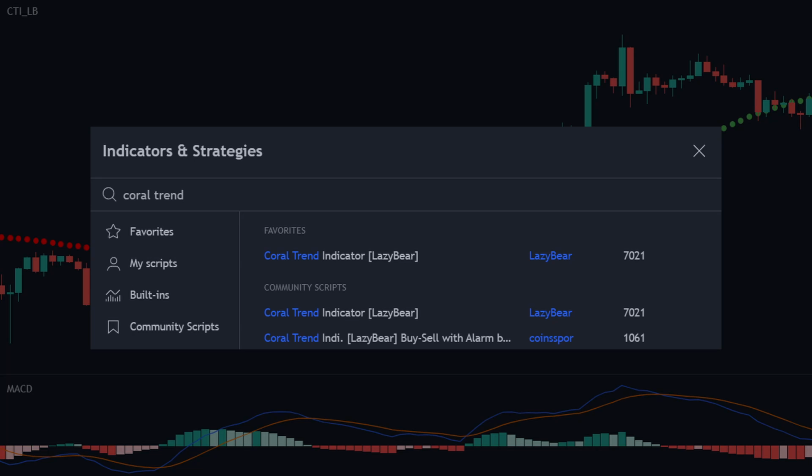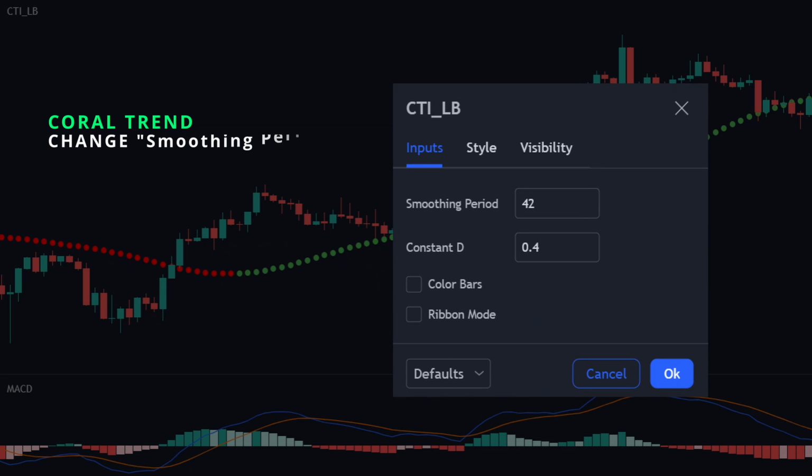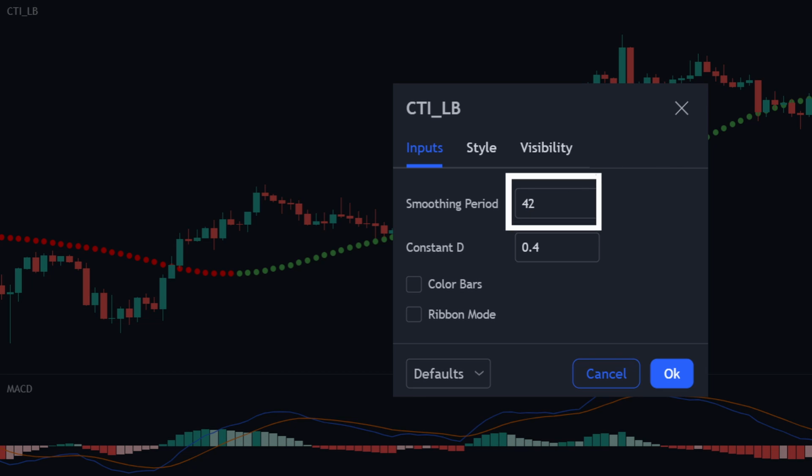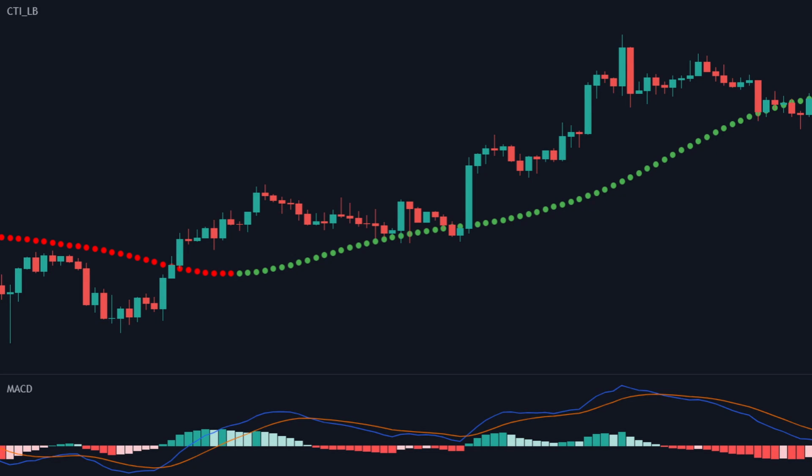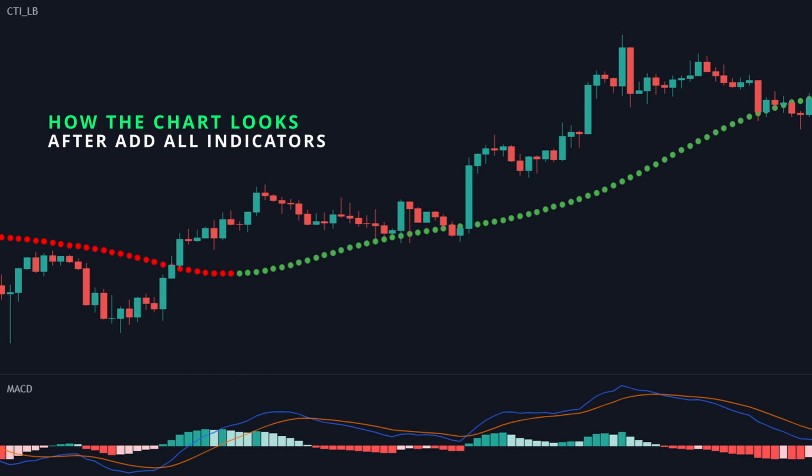Our second indicator is Coral Trend. Find this indicator in TradingView by typing Coral Trend. Then click this indicator to add into the chart. For this indicator, we will use custom settings. Change the period into 42. Then click OK. This is how our chart looks like after setting up all the indicators. If you missed something, you can go back to the indicators section in the description.